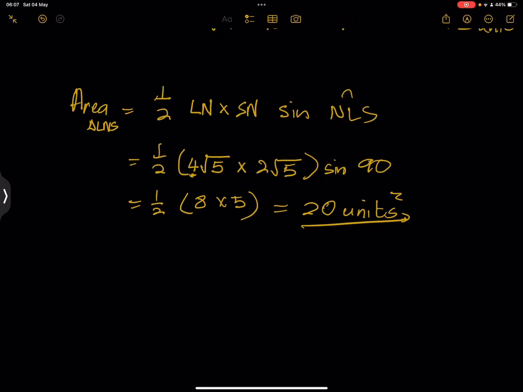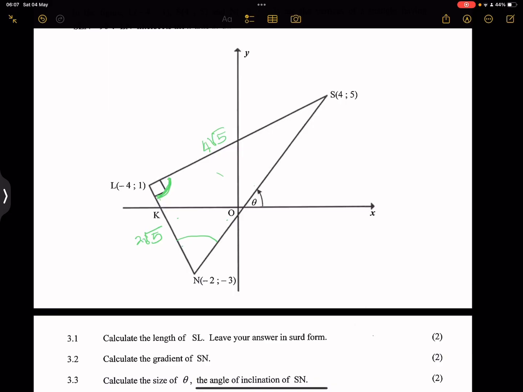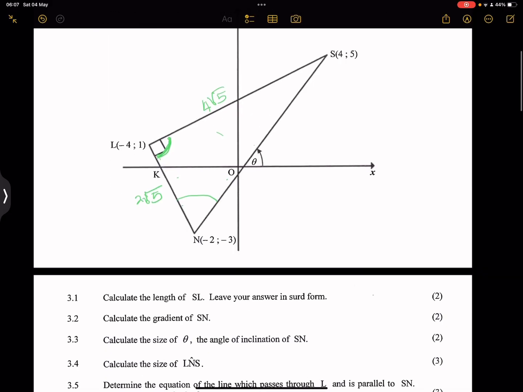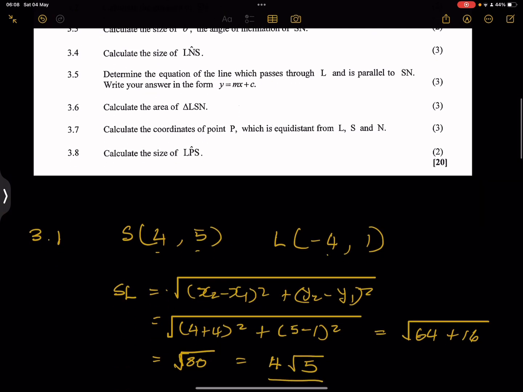So if you wanted to use that angle there, that means that we would have to get the length of SN, right? So I just realized that we actually had the length of SL, as well as the length of LN. So the included angle in between those is angle L. All right. Okay, almost done.